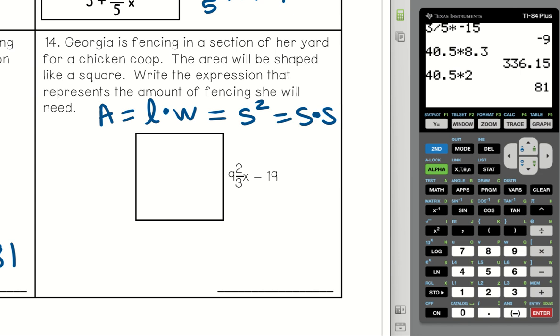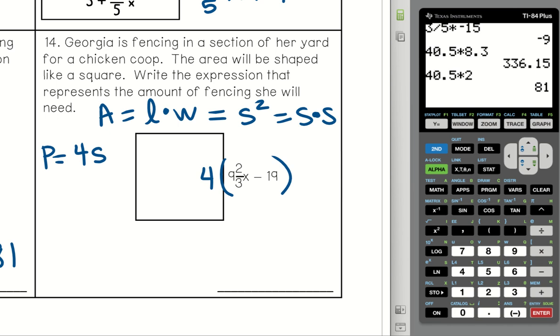I just realized it did talk about area, but since it's talking about the fencing that she needs, that's actually the perimeter. So we don't need the area formula. We need perimeter, which is 4 sides, since all 4 sides are the same. So that was a little confusing. Make sure you're paying attention if you should be using the area formula or the perimeter formula. So this time we need to multiply 4 times the side of the square.